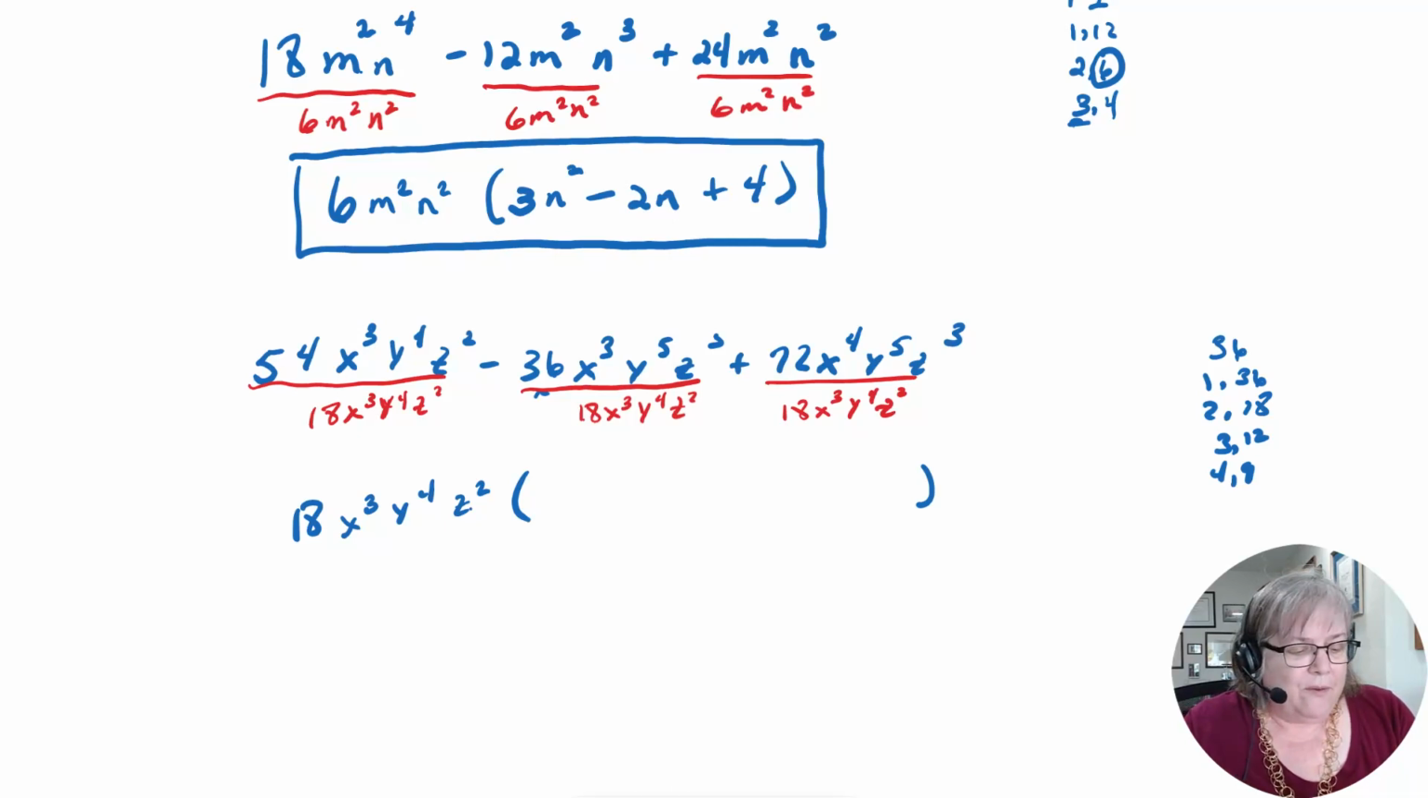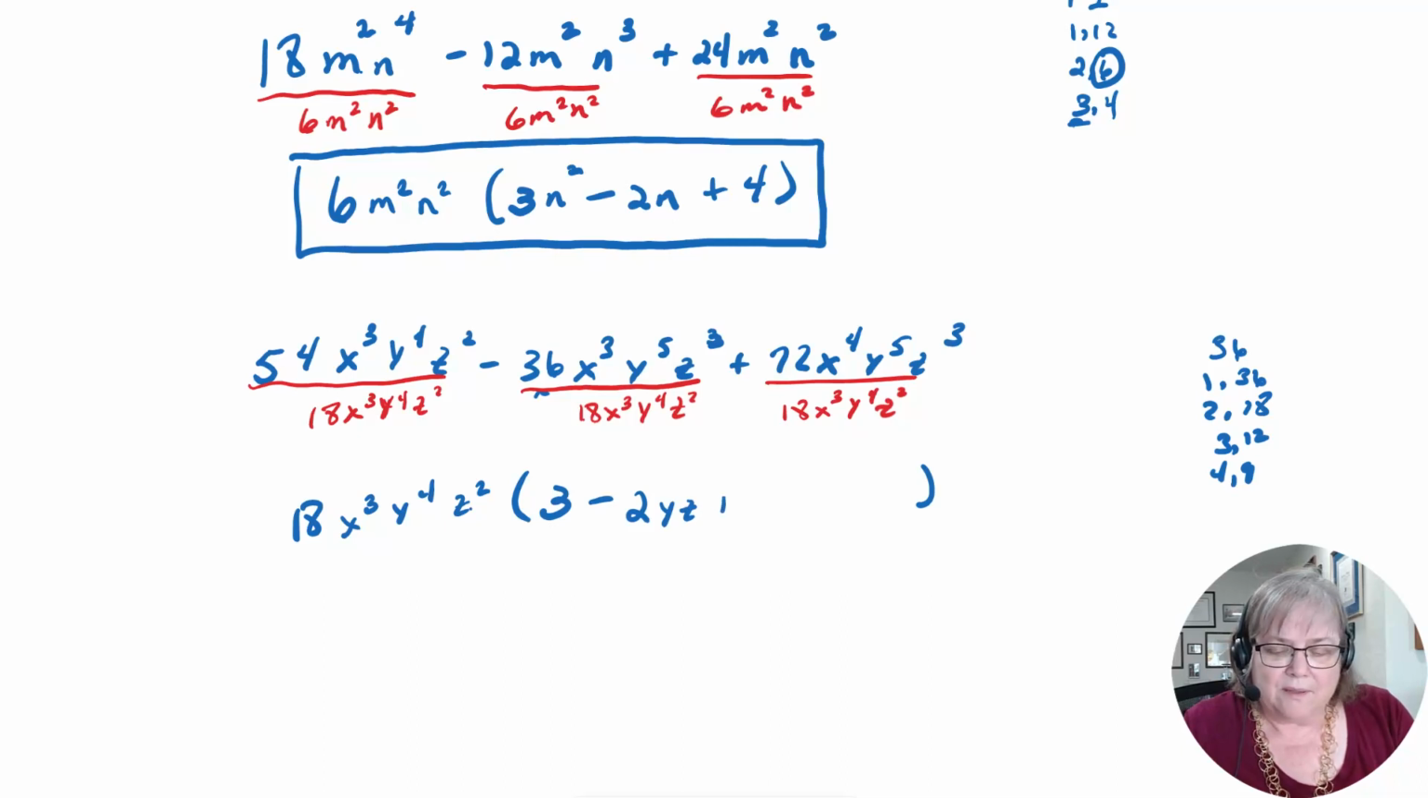Okay, so 54 divided by 18 is 3. You had x cubed, you took it out. You had y to the fourth, you took all that out. You had z squared, you took all that out. So you just have 3. Minus 36 divided by 18 is 2. You had x cubed, you took it all out. You had y to the fifth, you took y to the fourth out, so you have 1 y left. You had z cubed, you took z squared out, so you would have 1 z left.